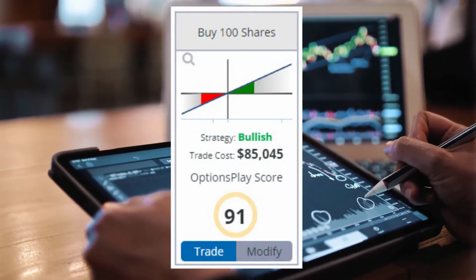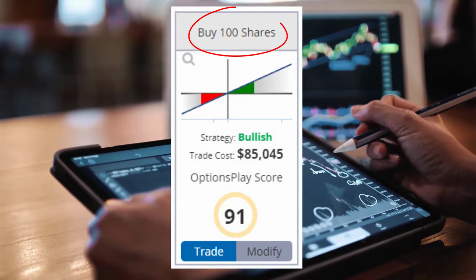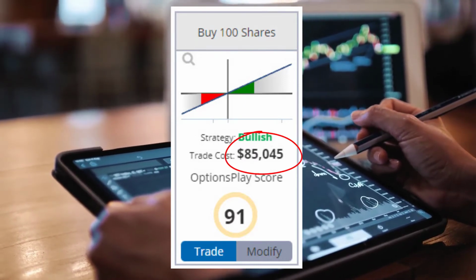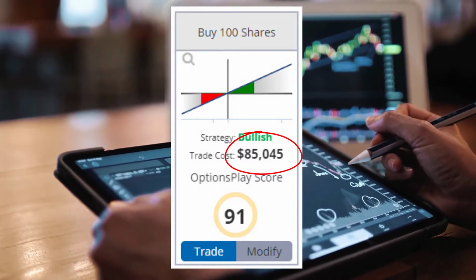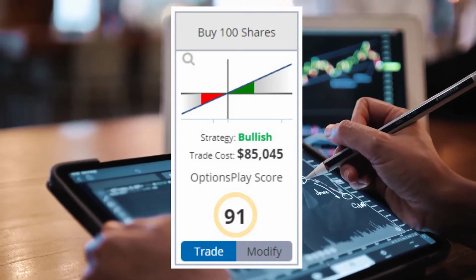So we've got $100,000 in our trading account, and we want to buy 100 shares of Tesla. That is going to cost us an outright $85,045. Now the alternative is to buy a call option.